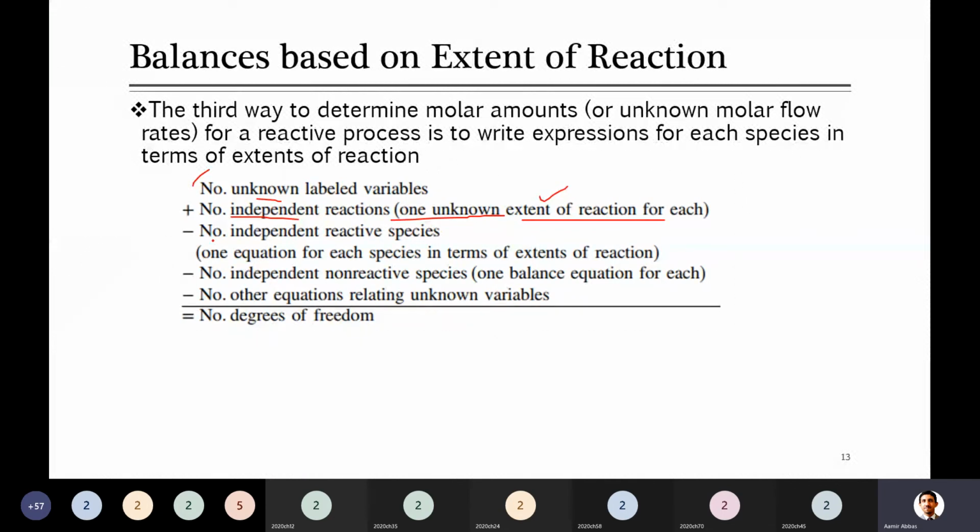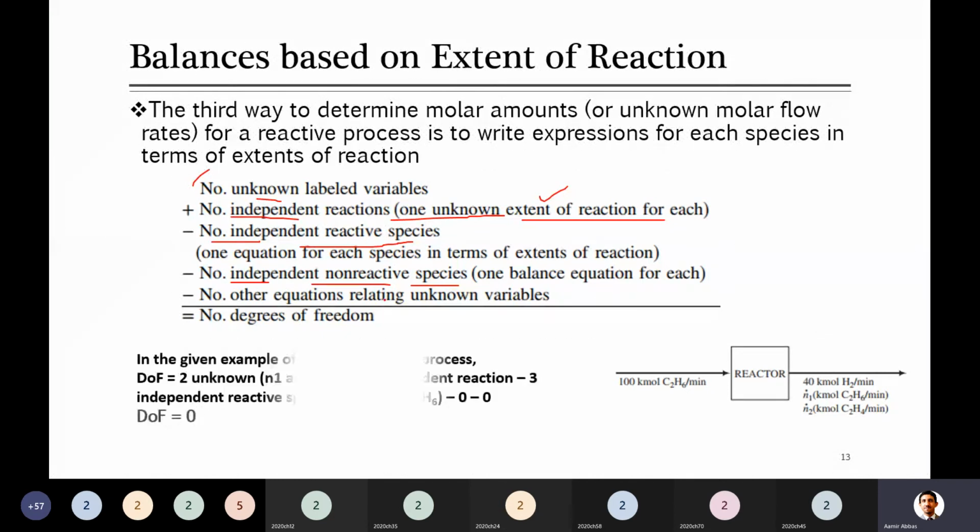And then there is number of independent reactive species. Independent reactive species, again the same thing: for example there is hydrogen, C2H6 and C2H4, so they should be independent reacting species. Then there is number of independent non-reactive species. Any species which is available in the system and is not reacting, how many are there. And finally any other equation which is relating the unknowns. So all these will give you the degree of freedom analysis for this extent of reaction system.